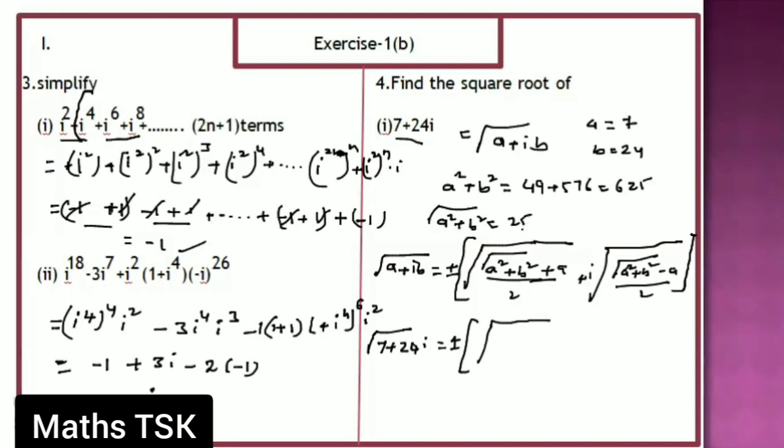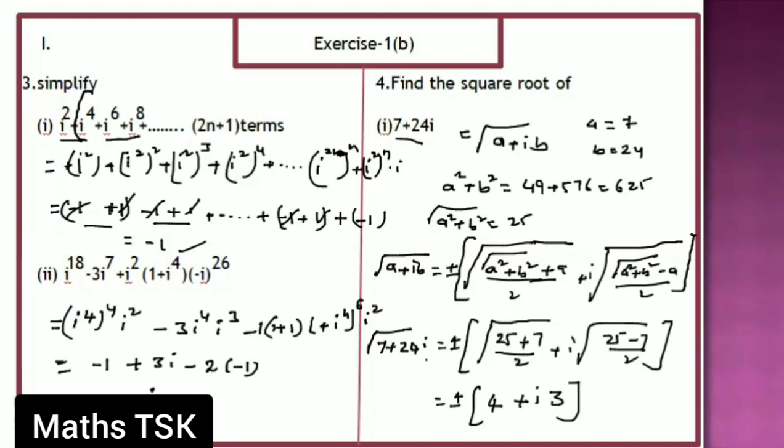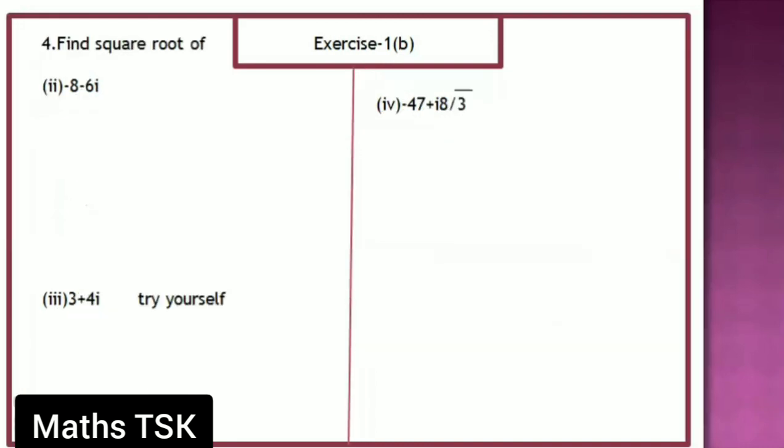So now root of 7 plus 24i can be written as plus or minus root of a square plus b square is 25. What is a? 7 by 2 plus i into root of 25 minus 7 by 2. So I can conclude this as plus or minus: 7 plus 25 is 32, by 2 is 16, that is 4, plus i into 18 by 2 is 9, which is nothing but 3. So the value of root of 7 plus 24i is plus or minus 4 plus 3i, okay? So similarly you can do square roots of complex numbers. You can do this easily.